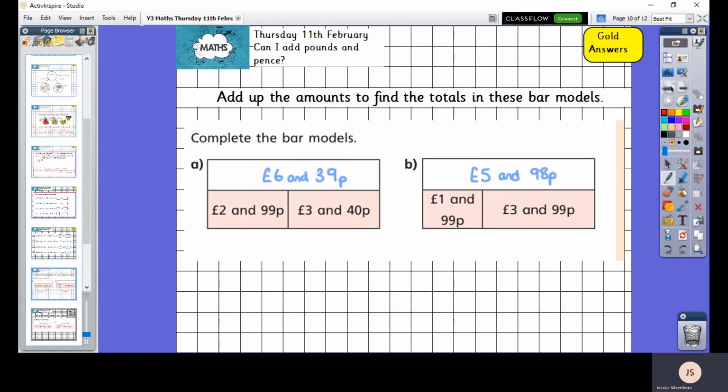Okay, how did you get on? Have a little look. See what you got right. If there's any that you didn't get right, please don't worry. That is definitely how we learn. We learn from our mistakes and we move forward. If you want to give the platinum a go, let's move on.